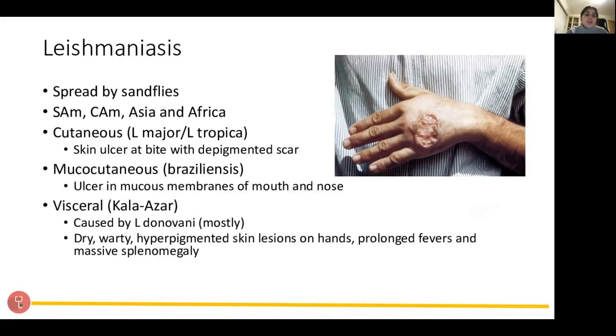But you get these cutaneous manifestations. There are kind of three types that you see, and sorry, I'm pointing at my screen, which is not helpful to you, but there are a couple of different agents that cause this. So you get skin ulcer, and I think you can see that there, where you get a bite and then it will develop into a scar. There's mucocutaneous, and that is in the mouth and the nose where you'd get the ulcer. And then you have the visceral one. So you get these dry, warty skin lesions on the hands, prolonged fevers, and massive splenomegaly.